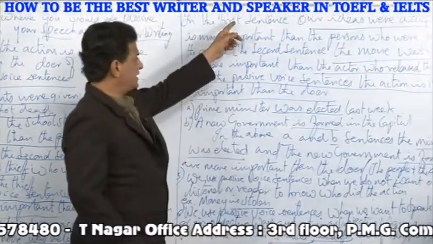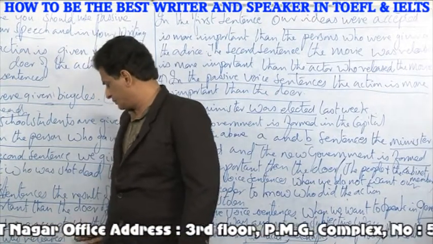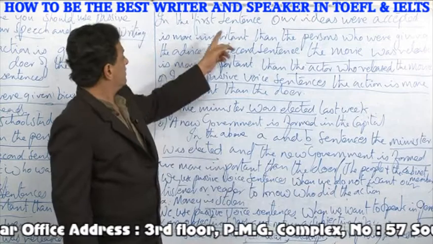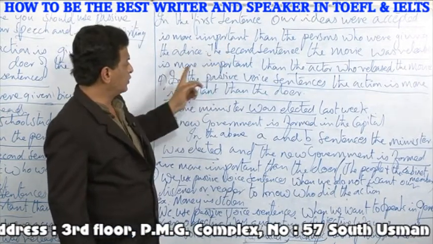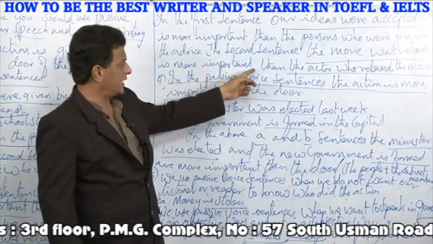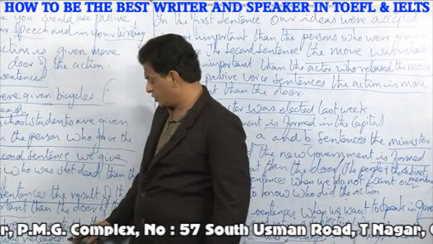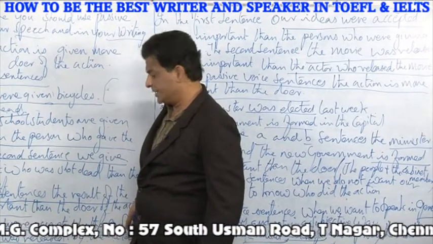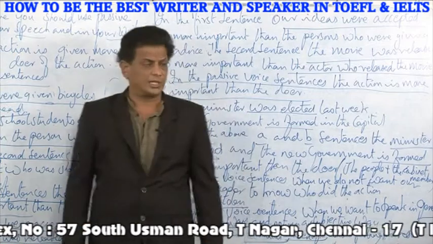Here you see in the first sentence, our ideas were accepted by the professor, whereas the ideas are more important than the person who is giving the advice. In the second sentence, the movie was released is more important than the actor who released the movie. The movie was released. This is the most important. We are not bothered about the actor. We are giving more importance to the movie was released.